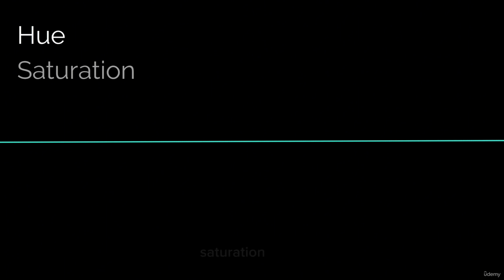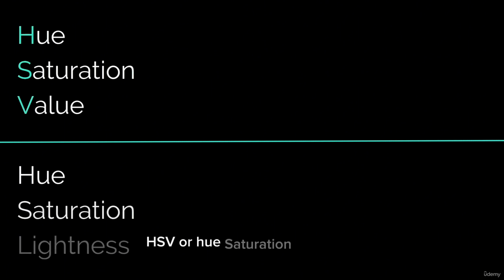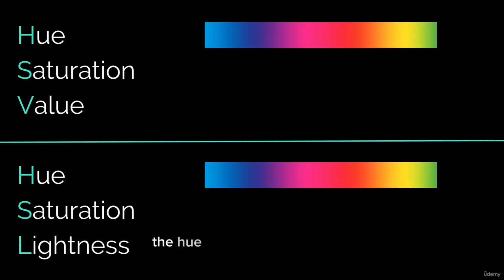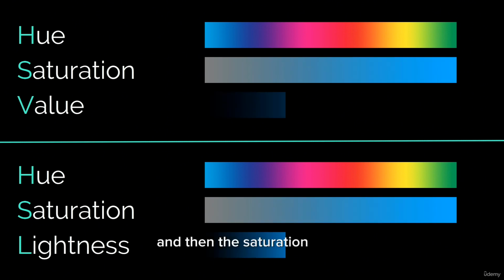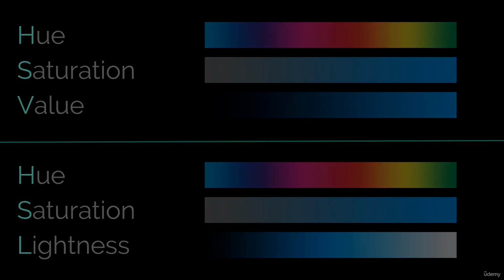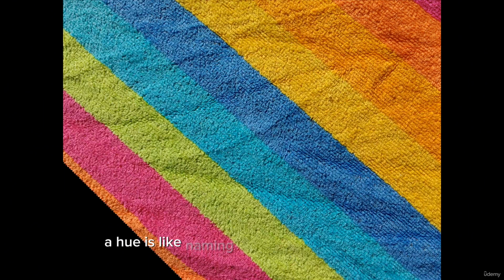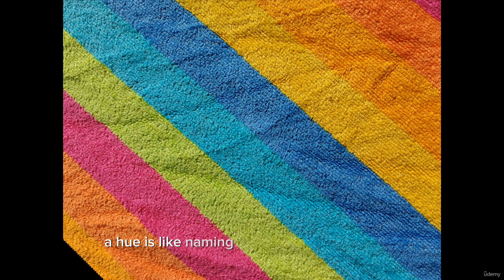Hue is the first property of a hue saturation value, HSV, or hue saturation lightness, HSL, color wheel. That means that in these color wheels, the hue is selected for its color, and then the saturation, value, or lightness. A hue is like naming the actual color of a rag. Is a rag blue, red, green, or another hue?